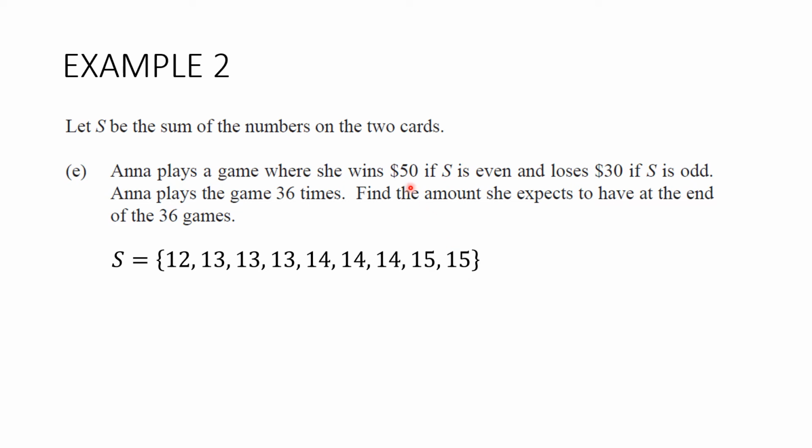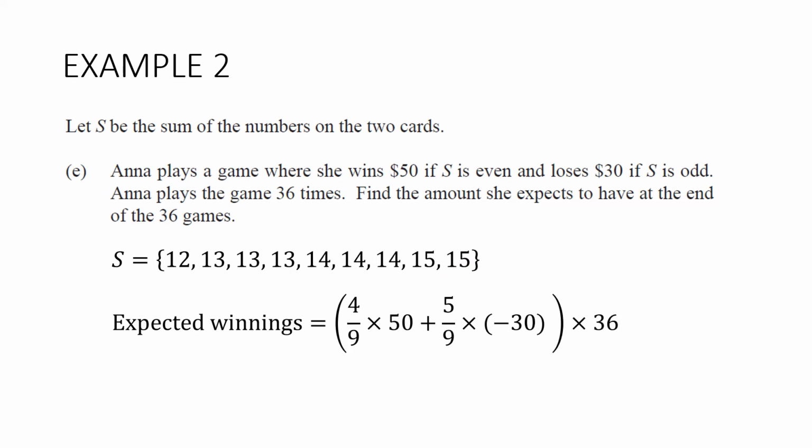Now, she's going to win $50 if S is even. So the 12, the 14 there. Or lose $30 if it's odd. So those ones there. And she's going to play it 36 times. So our expected winnings, let's have a look. 4/9, where did I get that from? 1, 2, 3, 4. So the probability multiplied by her winnings, which is $50, plus 5/9, so 13s and the 15s, multiplied by -30 because she's losing that amount. And we're doing it 36 times. And into the calculator, she's expecting to win $200.